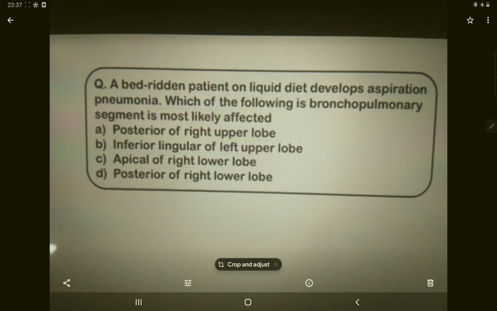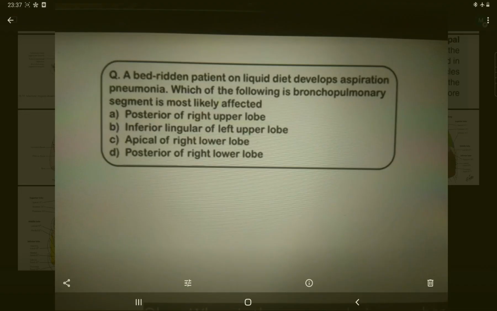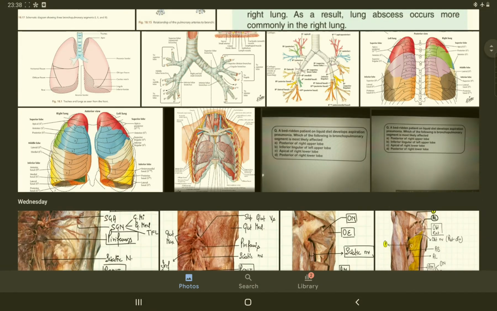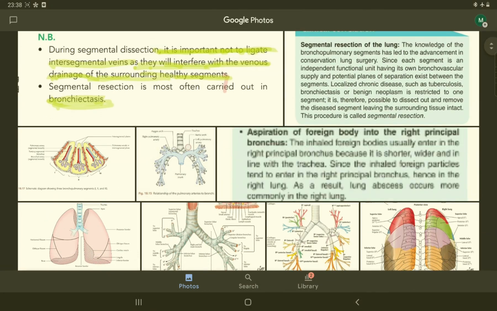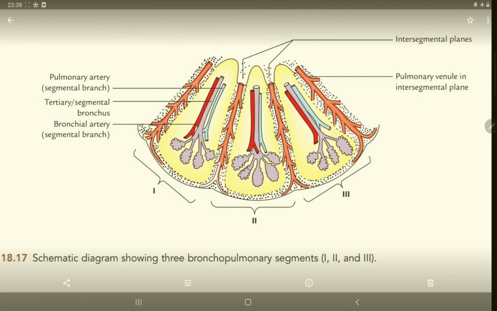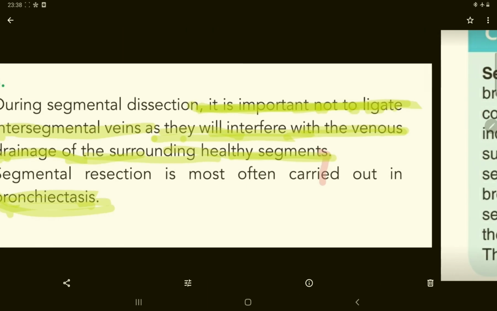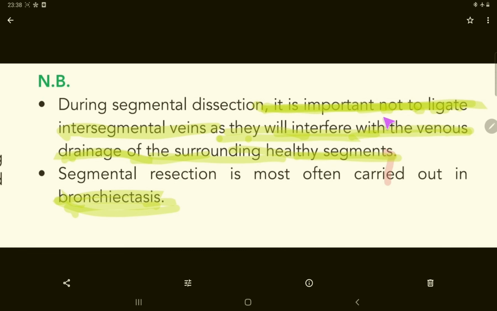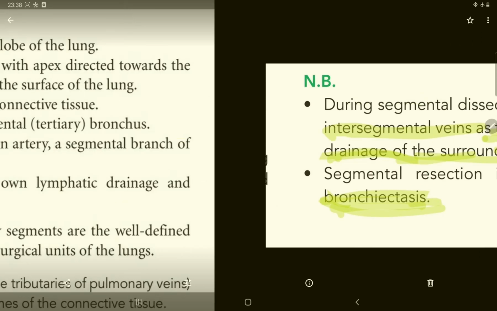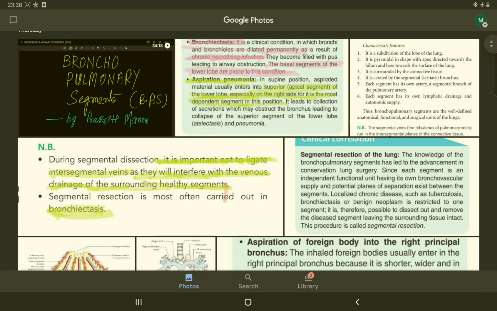Now another question. This is also the case of a bedridden patient. I already told you all these things: aspiration of a foreign body goes into the right principal bronchus. Then segmental dissection of the lungs. What is segmental dissection? In segmental dissection, it is important not to ligate the intersegmental veins. I already told you that too. So that's all, a little bit about bronchopulmonary segments.